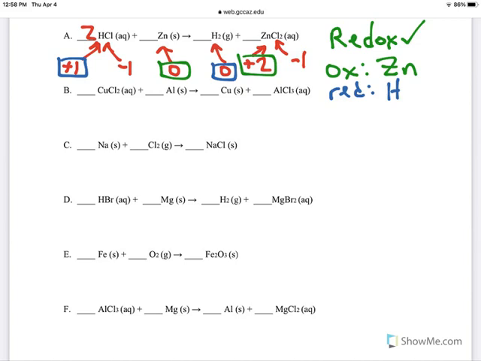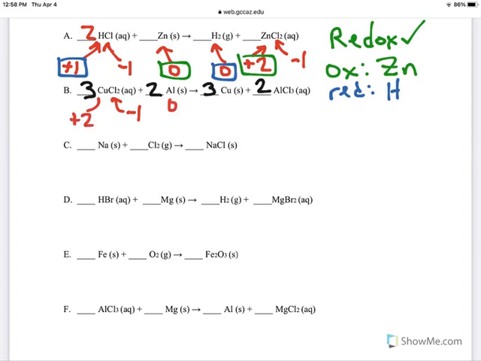So let's try the next one. Looks like we need to balance it. Putting a 2 here. Oops, that's not a very good 2. 2 there. 3 here. 2 there. 3 there. And then let's just go through and assign oxidation numbers again. So we have copper and chlorine, an ionic compound. So just worry about their charges. The oxidation numbers will match them. Chlorine's got a 1- charge, so it'll have a -1 oxidation number. Copper in this case will have a +2 oxidation number.